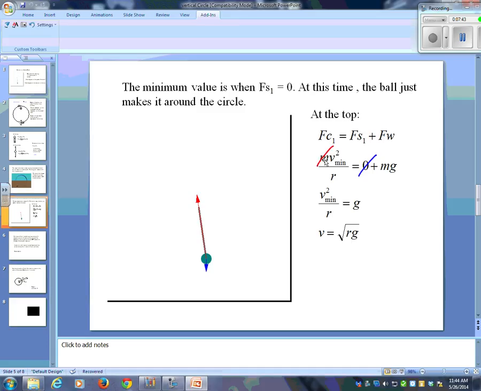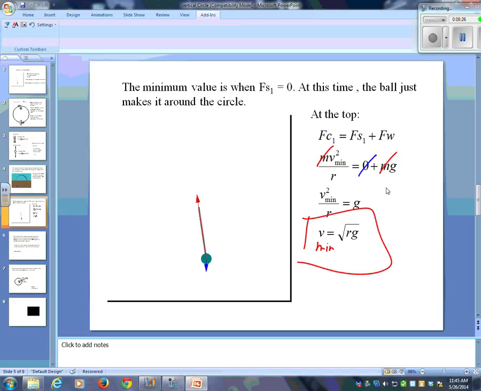Mass, and you get Vmin squared over r is equal to g, and so the minimum velocity is equal to the square root of the radius times g. In other words, the mass of the car doesn't matter. The mass of the rubber stopper doesn't matter. To find the minimum speed, to find out how fast you have to go around, the only thing that matters is the radius and gravity. It doesn't matter how big the car is or how big the guy in the car is. The mass cancels.